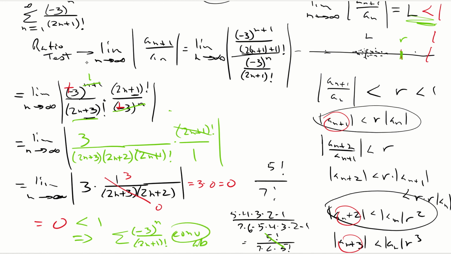Absolutely, because that's what this test does for us. It either shows you it converges absolutely, which means it converges, or it shows that it diverges. There's an example of the ratio test.